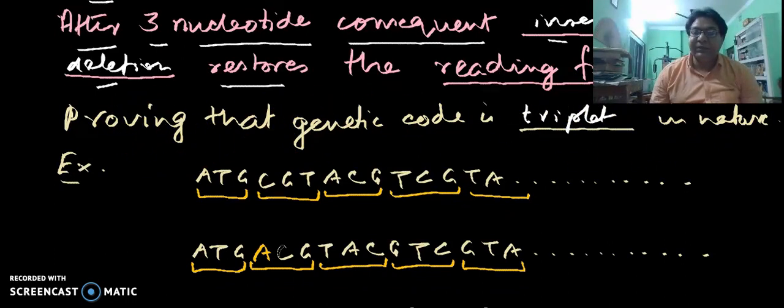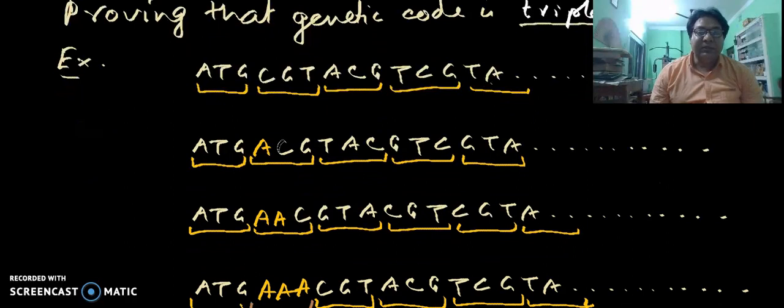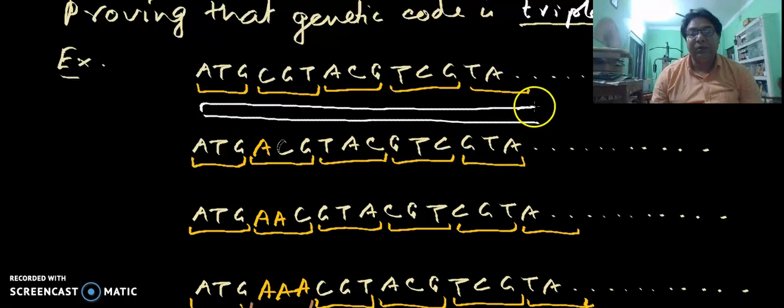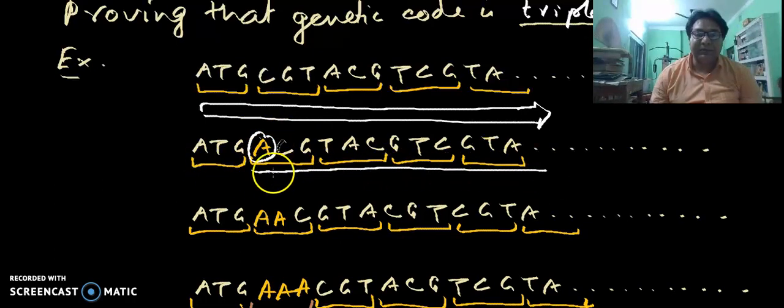Now, let us see how it is happening. So this is a sequence, a reading frame starting from ATG, CGT, ACG, TCG, etc. So the reading frame starts from here and goes onwards like this. It's a normal one. So an insertion has occurred here, due to which you can see the reading frame has changed from this place onwards. It is not now CGT, ACG. It is now ACG, TAC, like that.